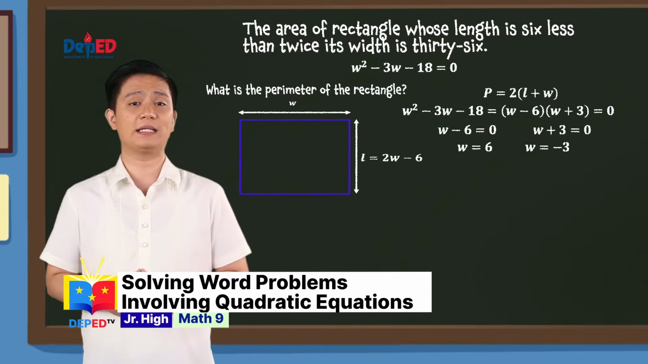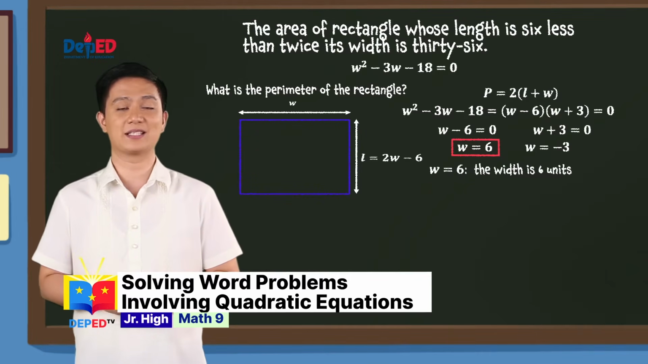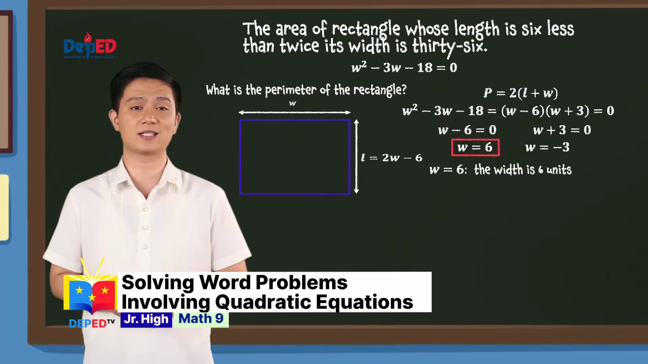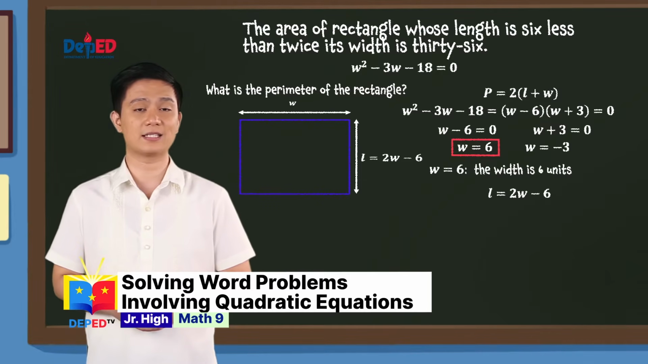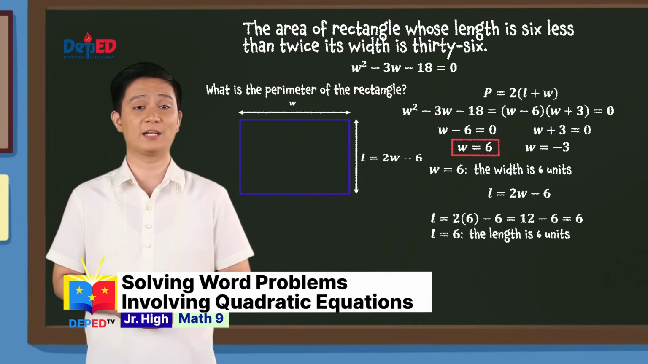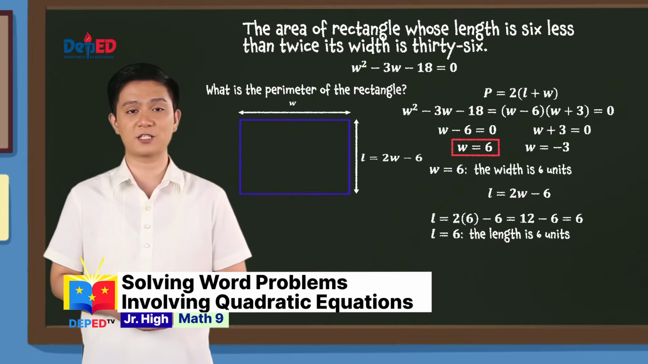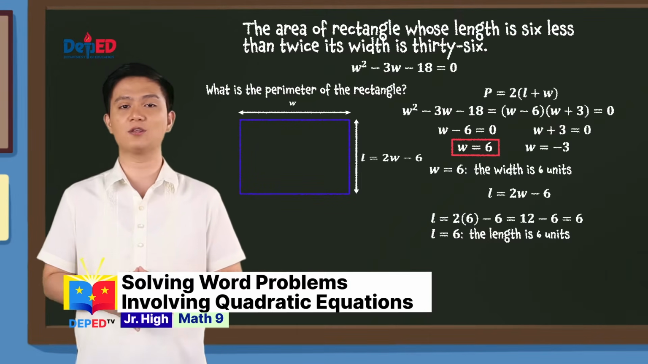But the width can't be negative, so w must be 6. The width is 6 units. It is stated in the verbal sentence that the length is 6 less than twice the width. In symbols, L is equal to 2w minus 6. And by substituting the value of w in the equation, L must be equal to 6. The length is 6 units also.